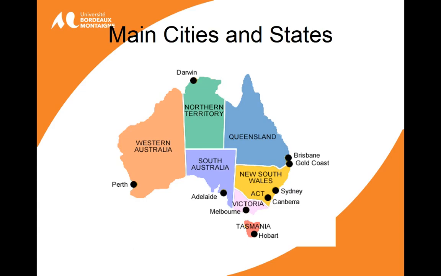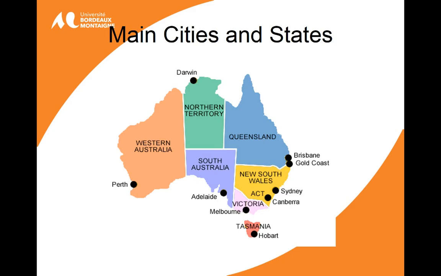You have the names of the main cities here. Sydney is the largest of them, with a fifth of the population of Australia living in Sydney. You also see Perth here. Perth is the largest city in Western Australia. And this is Canberra. You see that Canberra is just between Melbourne and Sydney. Canberra is the capital of Australia.